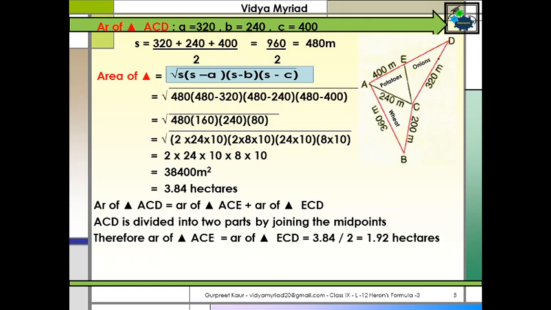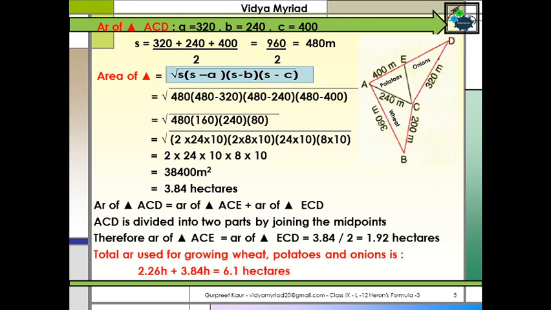Now what is the total area now? Your total area will be triangle ACD and ACB. Both the triangles, when I join it, it comes to 6.1 hectares. So you children, you need to decide, first find out the sides what are there and then split it into half, so that you come to know what are the areas of the separate wheat, potatoes and onions.